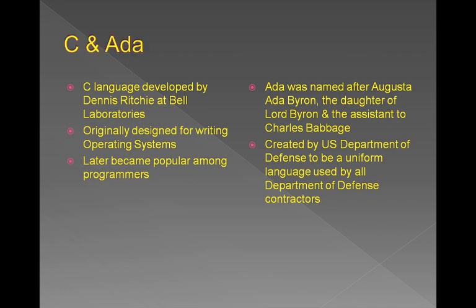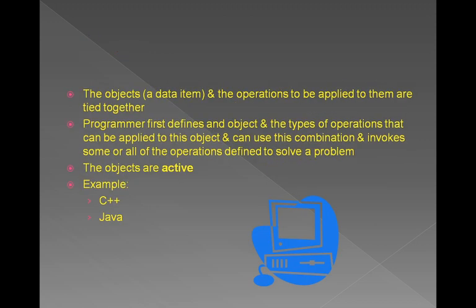Next one is C and Ada. The C language was developed by Dennis Ritchie at Bell Laboratories, originally designed for writing operating systems, and later became popular among programmers. Ada was named after Augusta Ada Byron, the daughter of Lord Byron and the assistant of Charles Babbage. It was created by the U.S. Department of Defense to be a uniform language used by Department of Defense contractors.